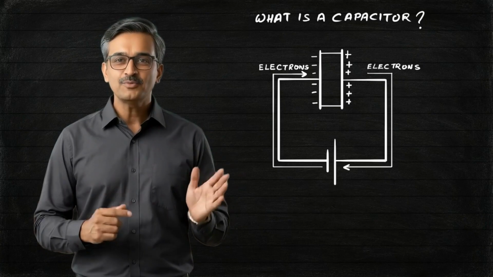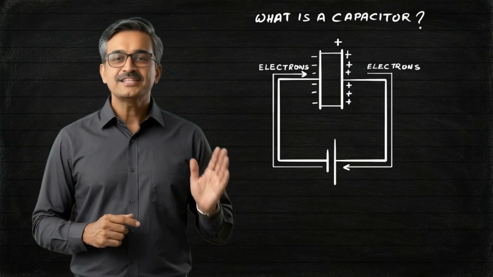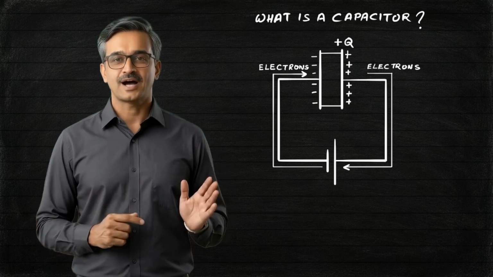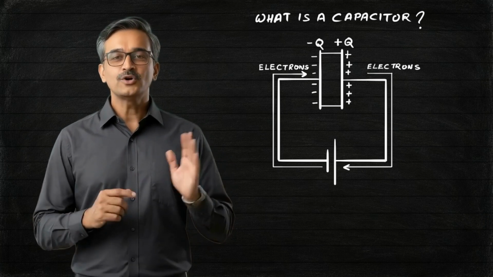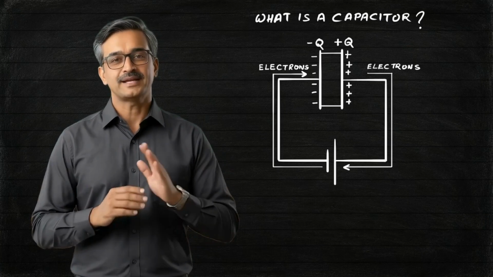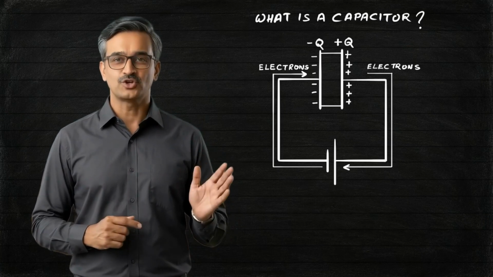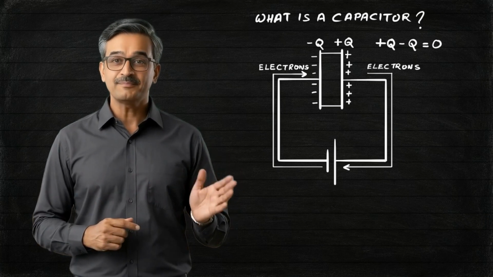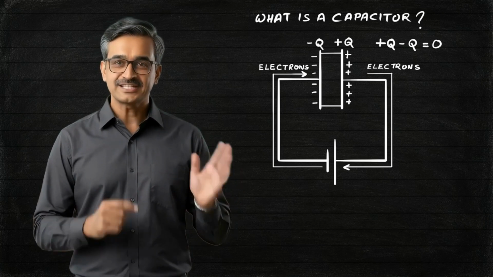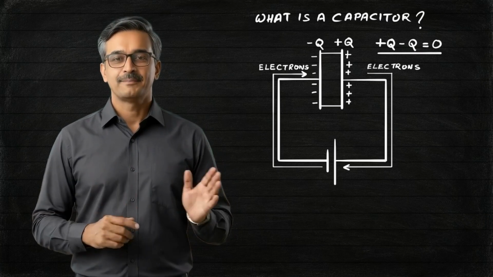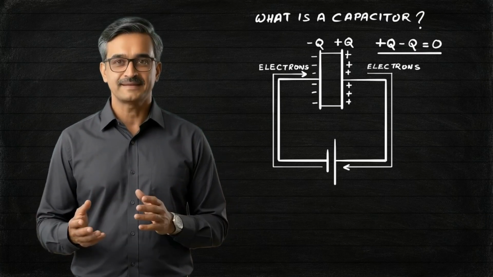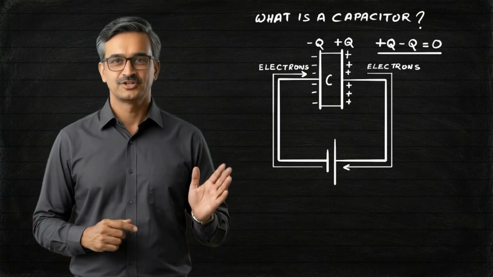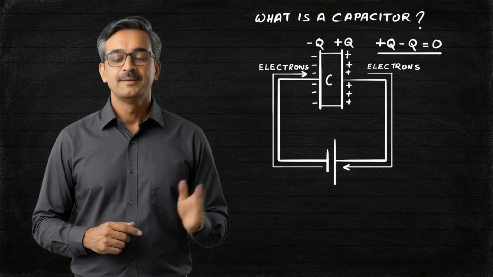Suppose, by the time this process settles, a charge of plus Q has accumulated on the positive plate and correspondingly, a charge of minus Q has accumulated on the negative plate. Now, if you simply add these up, plus Q and minus Q, mathematically, the total is zero. But here's the convention we follow in circuit theory. We don't describe the capacitor's charge as zero. Instead, we say the charge of the capacitor is Q, referring to the magnitude of charge sitting on either plate.